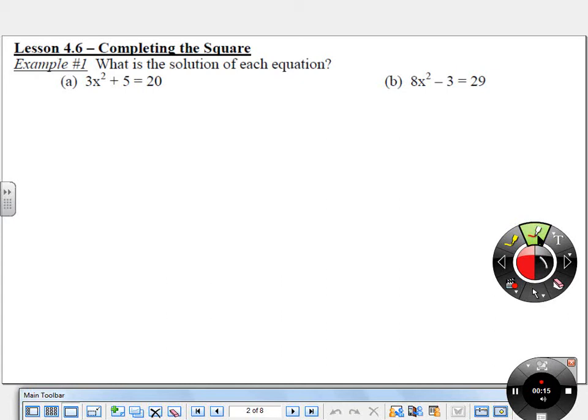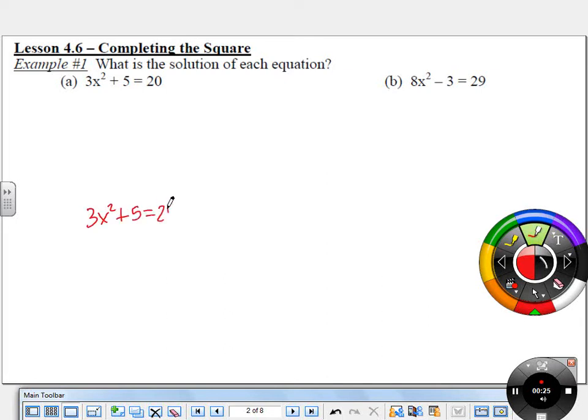So if you look at equation A here, we would take our 3x squared plus 5 equals 20. We would subtract 5 from both sides. And what we're trying to do when we have a perfect square is isolate the squared part by itself. So I'm really looking to isolate the x squared before I take the square root. So I divide both sides by 3 to get x squared equals 5.